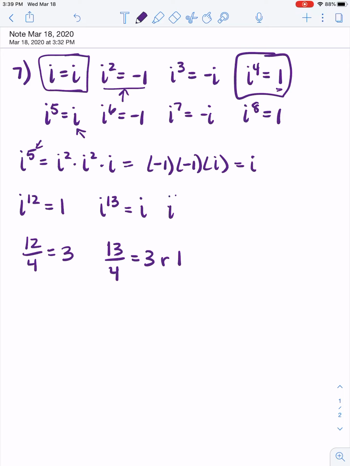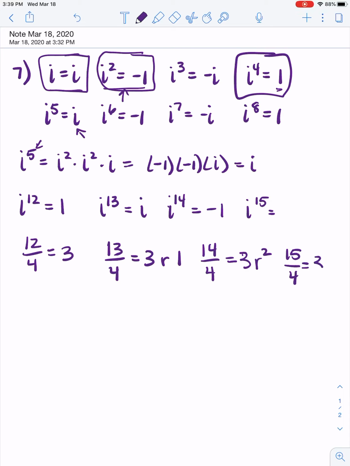If I have i to the 14th, that's 14 divided by 4. Sorry, I messed up, my bad. There should be a 4 here. So 14 divided by 4 is 3 remainder 2. Since the remainder is 2, I know it's going to be i squared, so that's going to give me -1. Then i to the 15th is 15 divided by 4, which is 3 remainder 3. Since the remainder is 3, it's going to be i with an exponent of 3. That gives me -i. And if I go to i to the 16th, it goes in evenly, so the pattern starts over again.